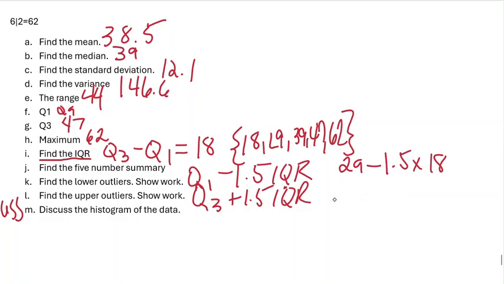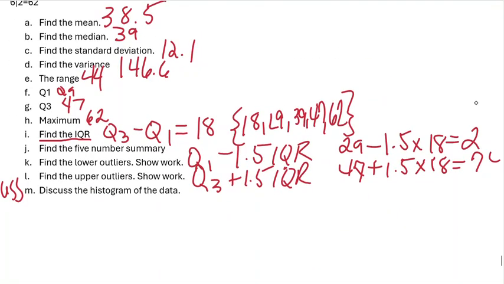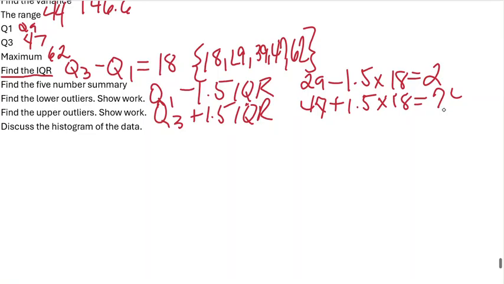The formula for finding the outliers is Q1 minus 1.5 times 18. And the outlier formula for Q3 is 47 plus 1.5 times 18. 29 minus 1.5 times 18 comes out to be 2, and 47 plus 1.5 times 18 comes out to be 74. So we have no outliers in this data set because we have no tumblers that were less than $2, and no tumblers that were more than $74.